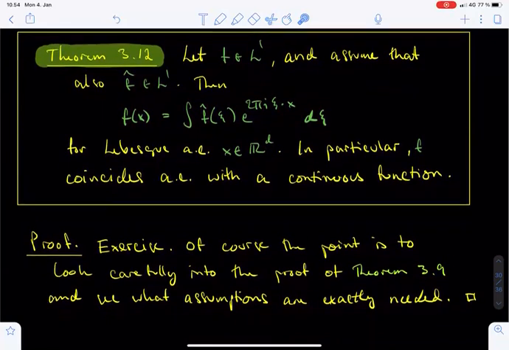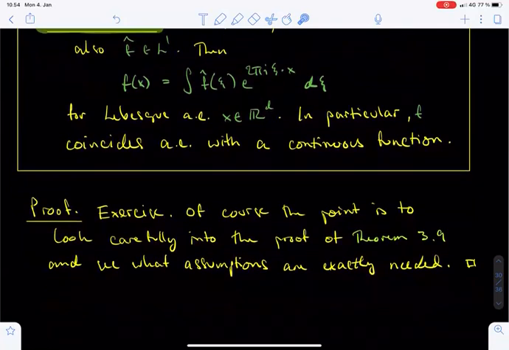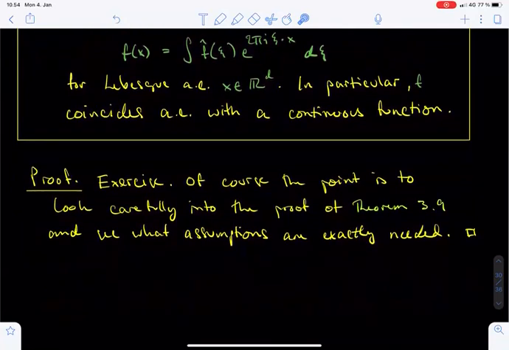In the next lecture, we will use the Fourier inversion formula to prove the Plancherel and Parseval identities for the Fourier transform. This will allow us to define, finally, the Fourier transforms for L2 functions. This concludes lecture number 13 of the course Introduction to Fourier Analysis.